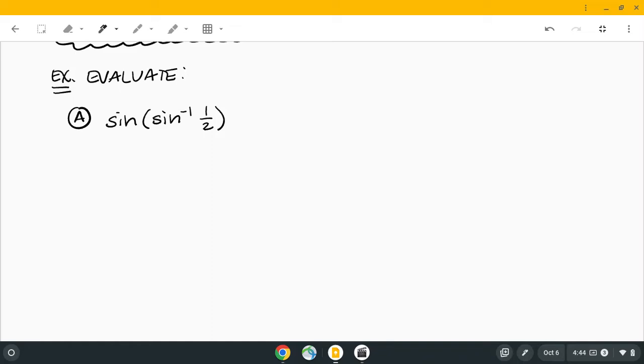All right, so we work on the inside first. Let's get the sine inverse of 1/2. When is sine 1/2? At 30 degrees, or pi over 6. So that's how we're able to do the sine of sine inverse, because the result here is an angle, pi over 6, and now I can do sine of pi over 6, and that answer is 1/2. So just work on the innermost parentheses.